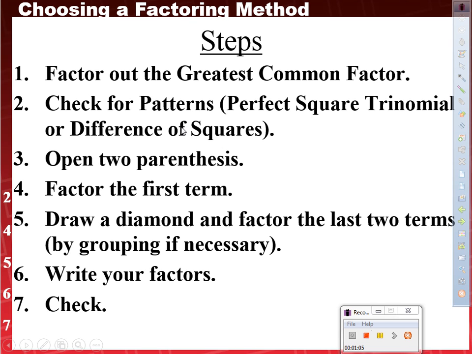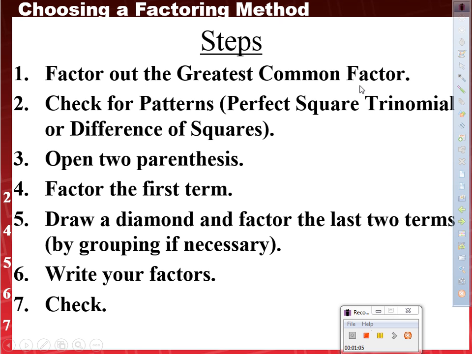All right. However, look at step 2. It says, check for patterns. I put that in there because we did that last week. We were checking for patterns. And what patterns did we find? Perfect square trinomial and difference of squares. Only 2, right? However, look at the rest. It's still the same. Open two parentheses, factor the first term, power rangers, write your factors and check. So everything still is the same. The only thing I included here was to check for patterns, just so that you guys follow that process. Okay?